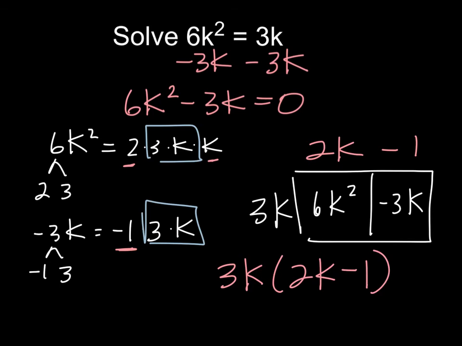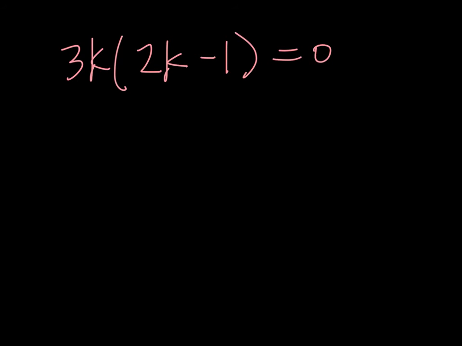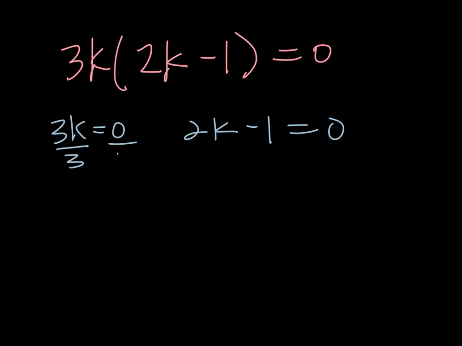Now be careful right here. This was an equation, so this was equal to 0, which means we are not done. So now, because it says equal 0, this is where we take each factor and set it equal to 0. So either 3k has to equal 0, or 2k minus 1 has to equal 0. And then solve each mini equation.